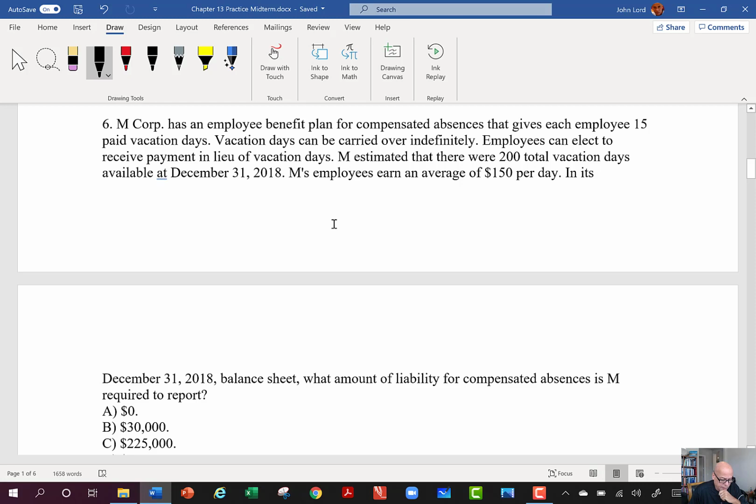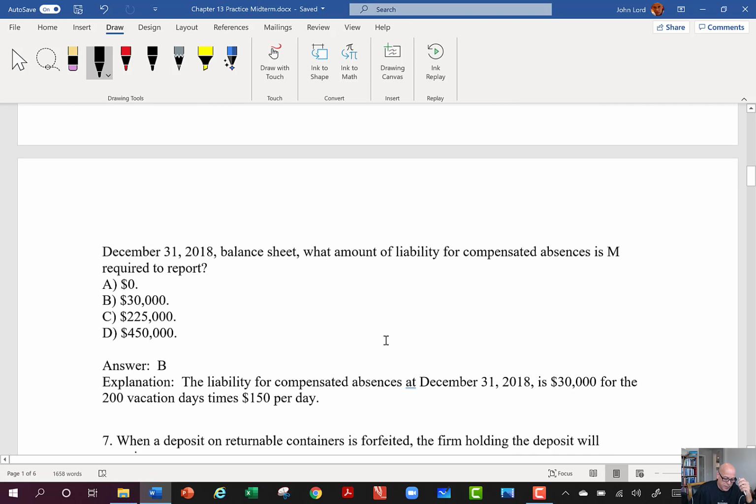And you look, and they can be carried over indefinitely. Employees can elect to receive payment in lieu of vacation days. All of that is telling you that the benefit here, the compensated absence, vests to the employee. Thus, we have met the criteria for recognizing a liability, because they're either going to take their vacation or we're going to have to pay them out when they leave. So we have 200 vacation days, $150 a day.